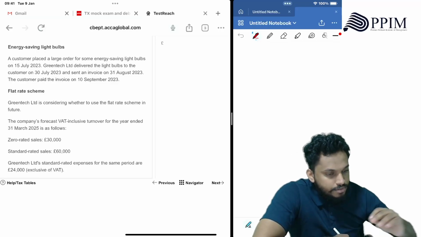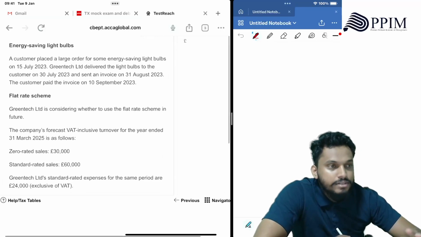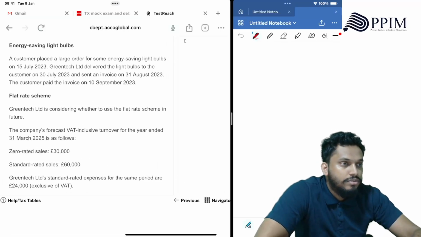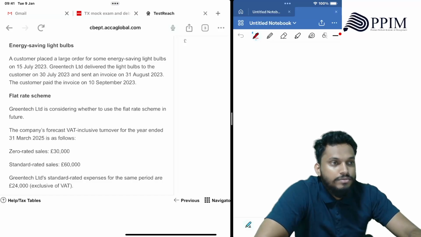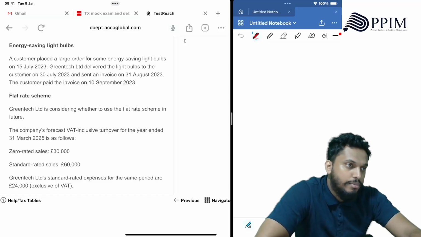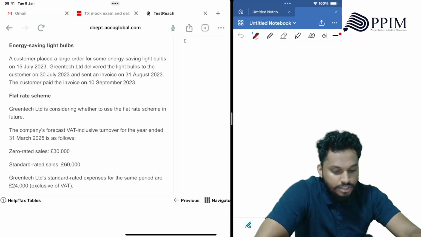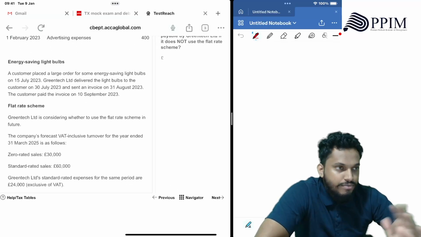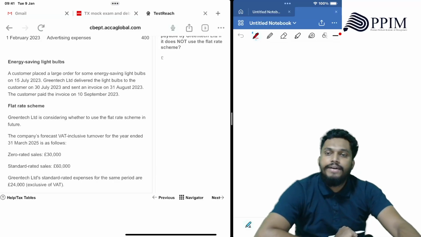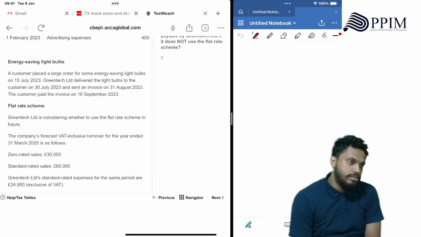Which one? The exempts. Exempt sales zero. Flat rate, you need to include it. Zero rate, you need to add all amount. So this will be how much then? If you take 10,000 minus 4,800, that will be your answer.